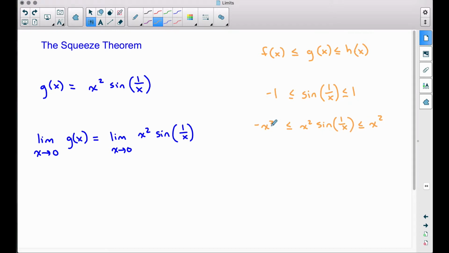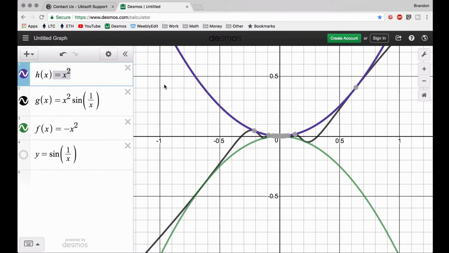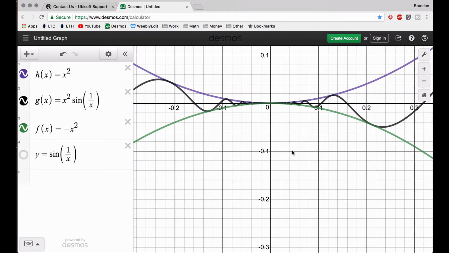Negative x squared is a parabola that opens down, positive x squared is a parabola that opens up. And this function here is still going to fall in between them, since originally sine of 1 over x is going to be somewhere in between negative 1 and positive 1. Let's look at this graph now to see this one more time. So notice I do have x squared, my blue function, and this one's always going to be above this black curve g of x, and then the black curve is always going to be above this green curve that I've called f of x. And notice as we zoom in here, I'm going to take away these dots so you can see that.